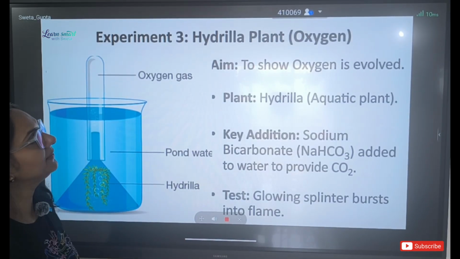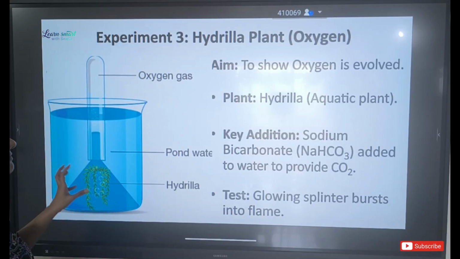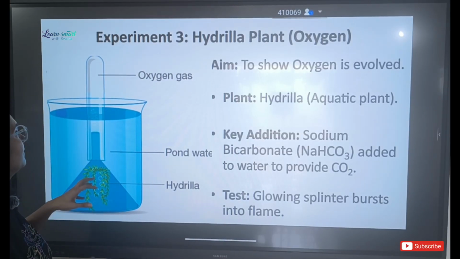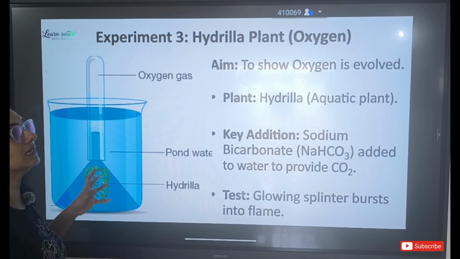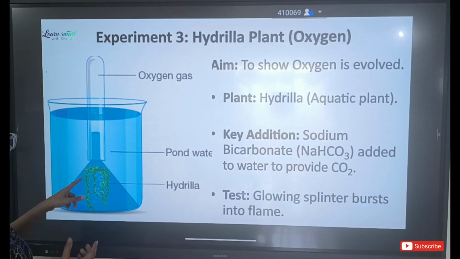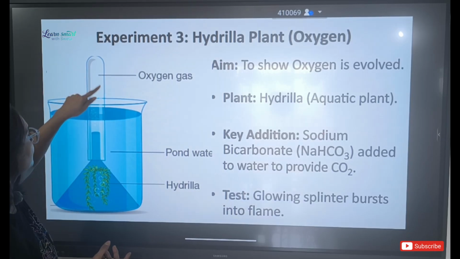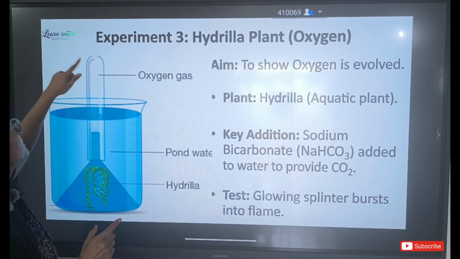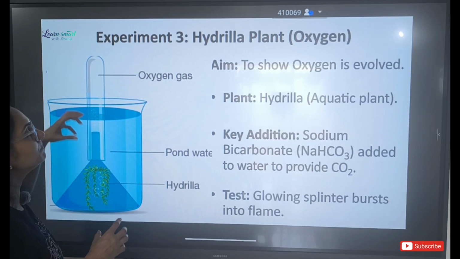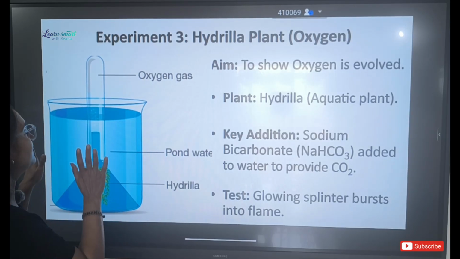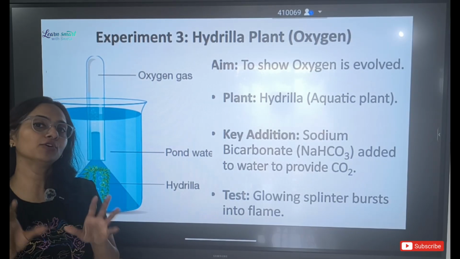Now this is the Hydrilla plant. So what we do, we have taken an aquatic plant, Hydrilla. The setup is done like this. In a glass funnel, we have taken the Hydrilla plant. A beaker is filled with water. There's a test tube, and the test tube is full of water, which is inverted over the end of the funnel. And this setup is kept in sunlight for a few hours.